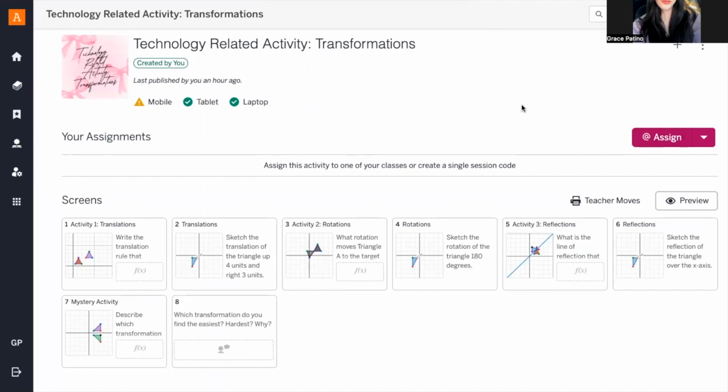Okay, so my technology related activity, I chose to work on transformations. Transformations is a topic that we cover in geometry in high school, and I thought it would be a good idea to work on transformations for my assignment. So let me see.